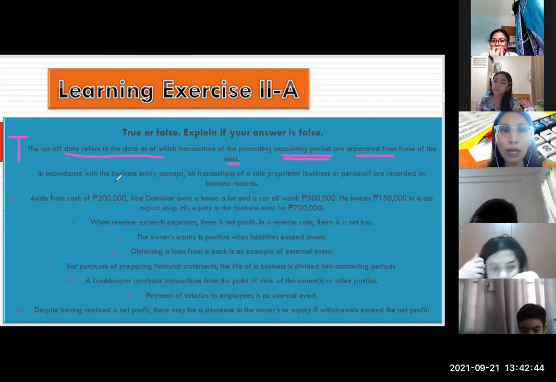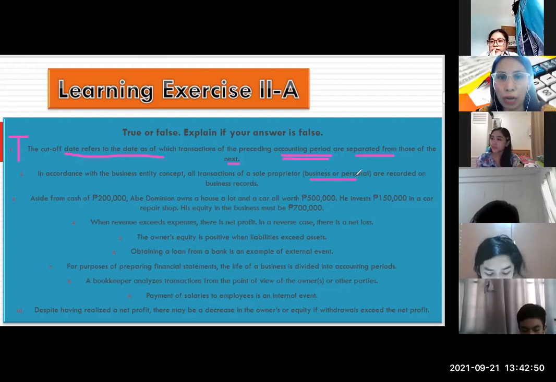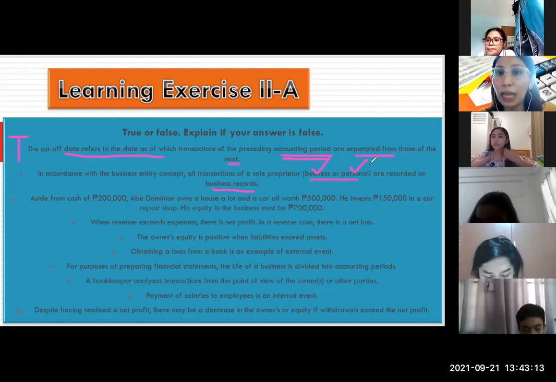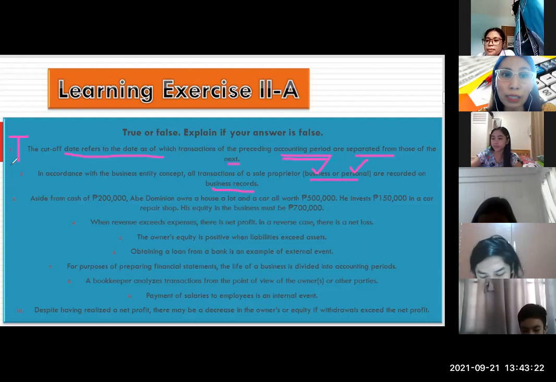Kapag ganito siya, in accordance with the business entity concept, all transactions of a sole proprietorship, business or personal, are recorded on business records. Kapag business, automatically be recorded. Kapag personal, not all personal can be recorded. I-record lang wherein kapag, let's say, a certain property lang ng owner ay invested into. Other than that, pag hindi in-invest, hindi i-record. Therefore, the answer for this one ay, yeah, false.